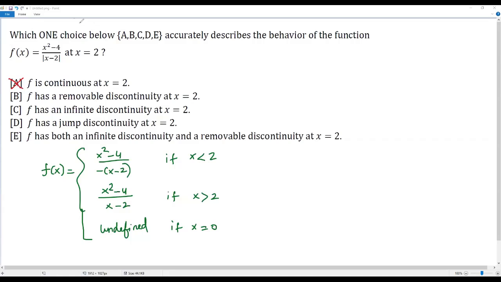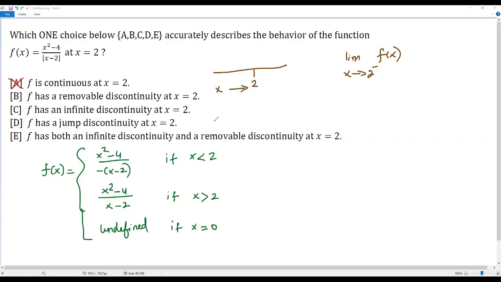Now I'm going to find the left side limit and right side limit at 2. So first, let me take the left side limit at 2. That is the limit as x tends to 2 negative of f of x. There is a negative sign on the top right corner of 2, which means x approaches 2 from its left side.